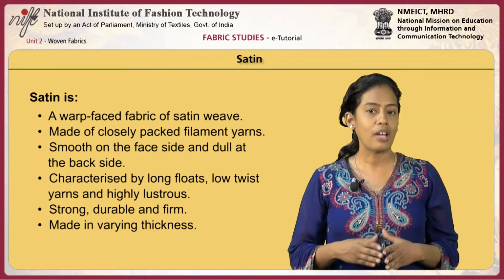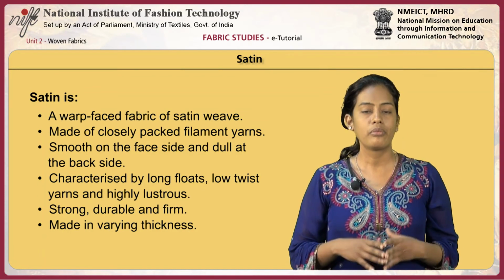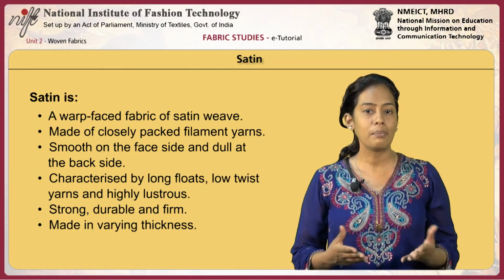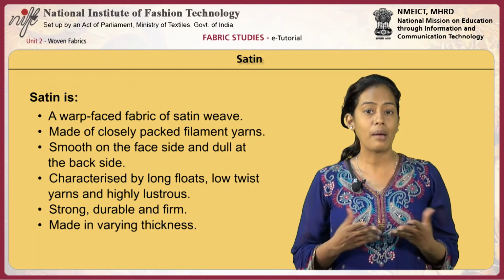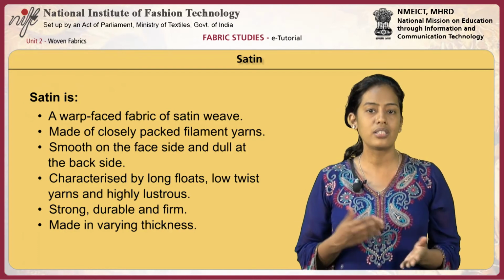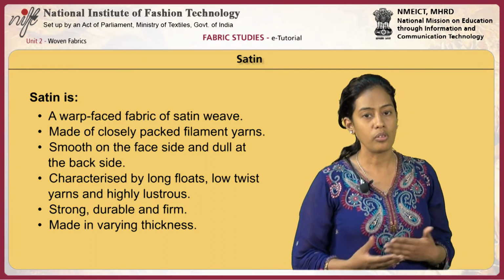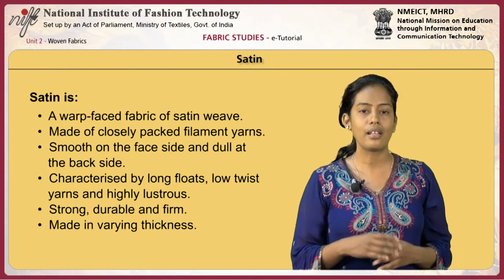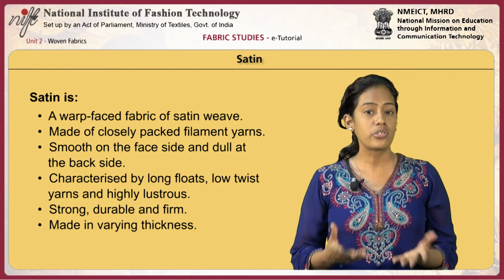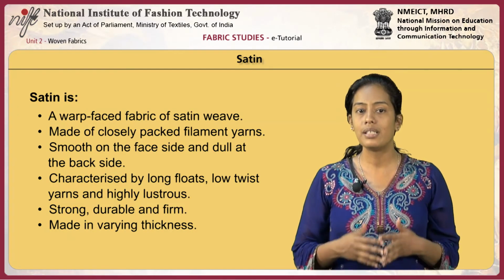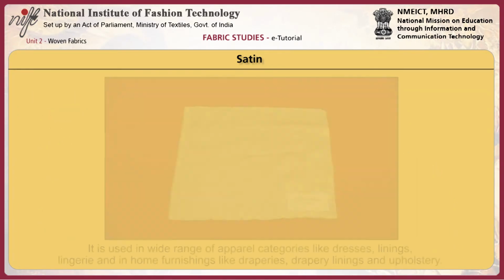It is warp face fabric of satin weave. The fabric is made of closely packed filament yarns. The fabric is smooth on the face side and dull at the back side. The fabric is characterized by long floats, low twist yarns and is highly lustrous. It is strong, durable and firm. It is made in varying thickness.